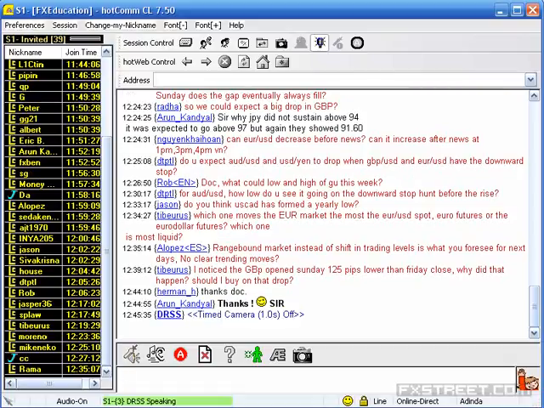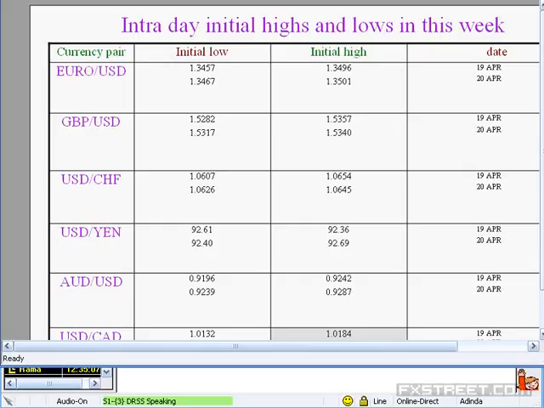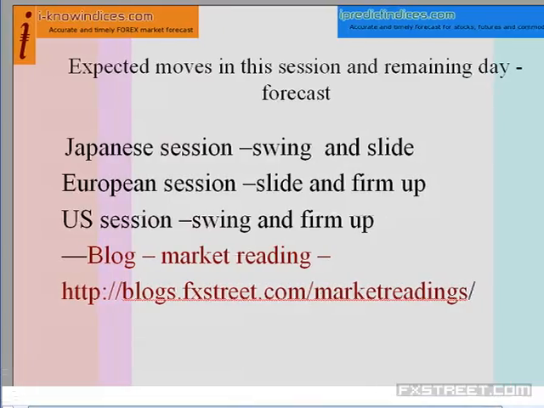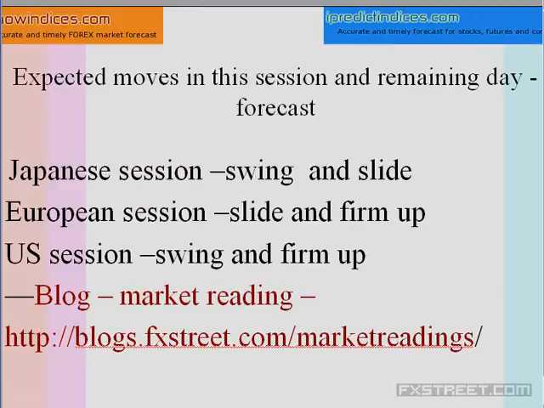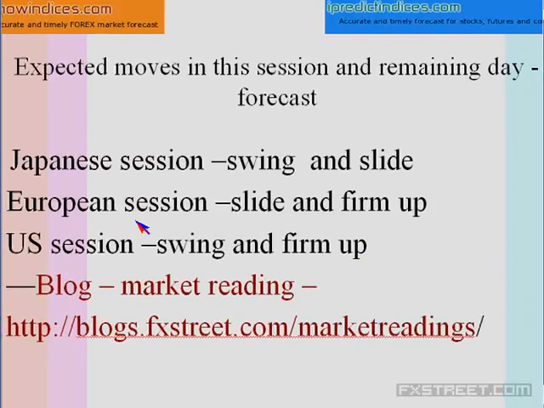So let me go back to that of the PowerPoint presentation. The forecast for today: Japanese session swing and slide, European session slide near that of the low, or just a downward stop and below that of the low, and then subsequently firming up move, then swing and firm up move, or the rise is expected during the US session.